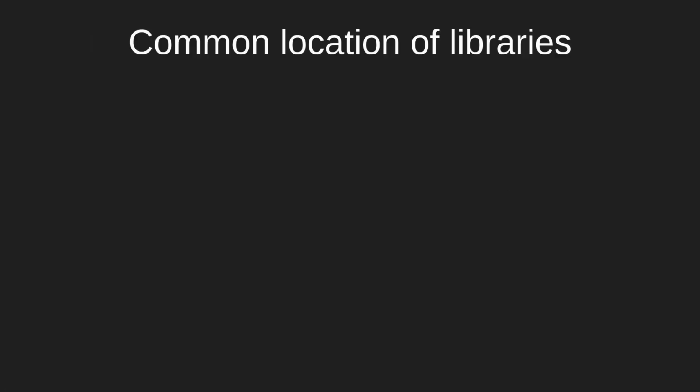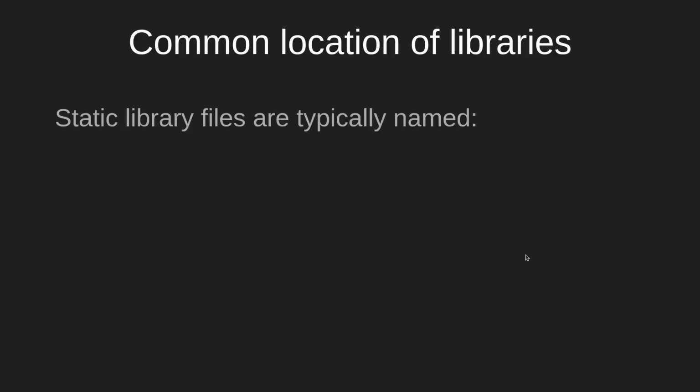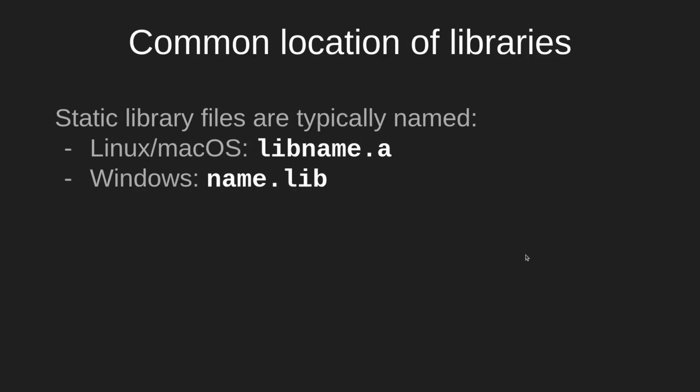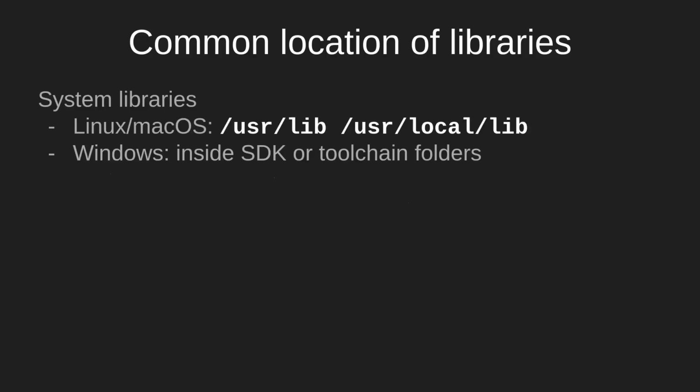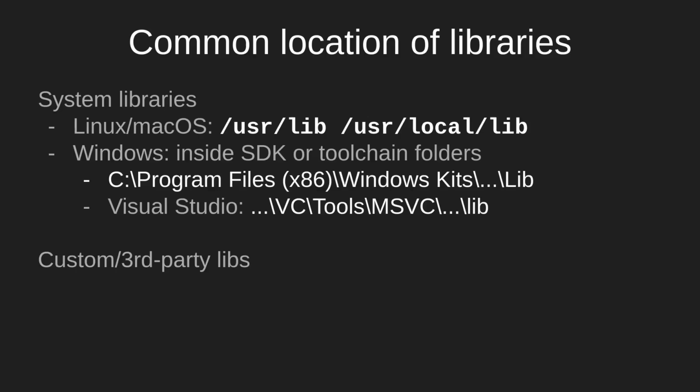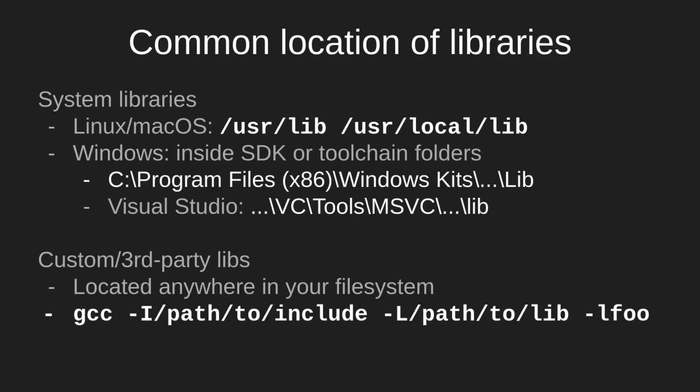In real life, static libraries could have different formats and naming conventions, depending on the platform. For example, in Linux or macOS, it is lib then name.a, and in Windows, it's a .lib file. And about the location, for system libraries, there are common locations like this. And for non-system libraries, you can put them anywhere and use GCC parameters to specify the explicit locations.